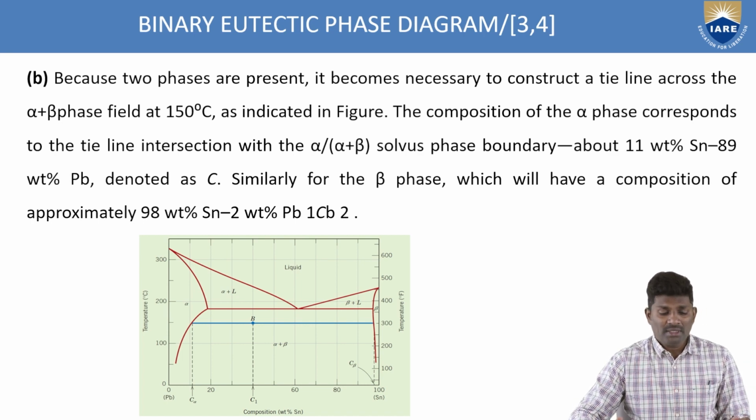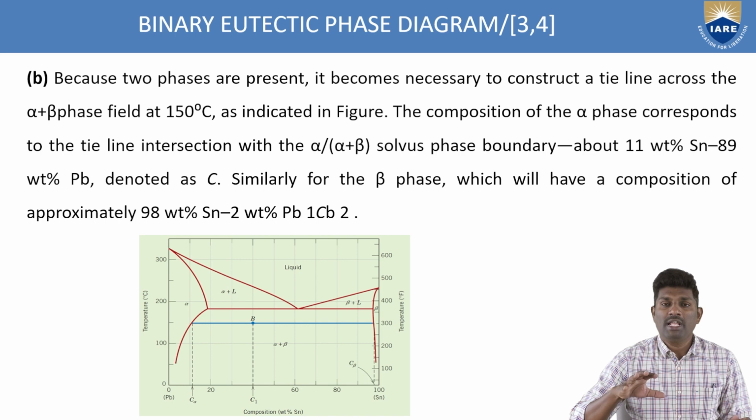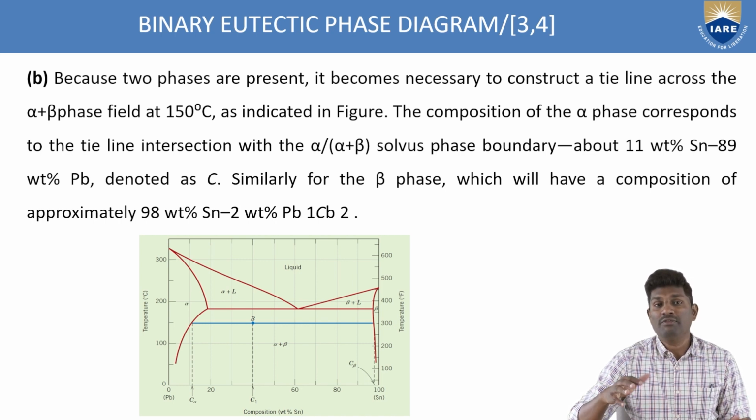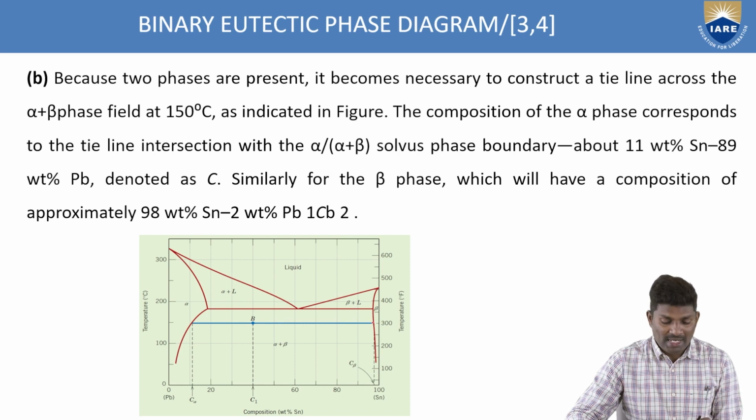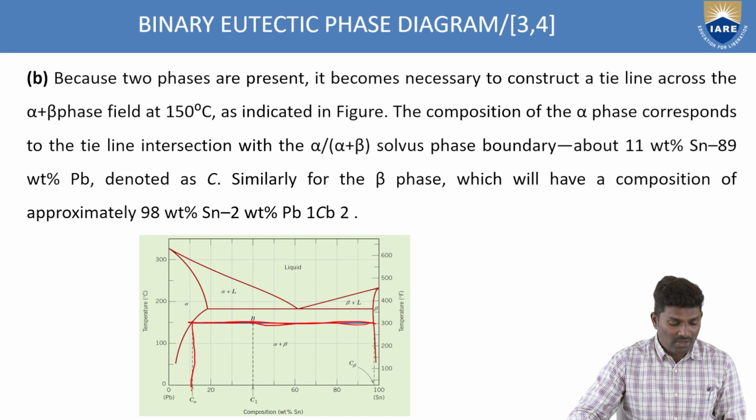Now what is happening here? They have given some weight percentage. With the help of those weight percentages of the lead and tin, we have to find out the composition. Because two phases are present at this point, alpha plus beta, what you have to do is draw a tie line which passes through this point and identify the compositions at the ends, C alpha and C beta. How much are you getting? Approximately 98 weight percentage of tin and 2 weight percentage of lead at this point.